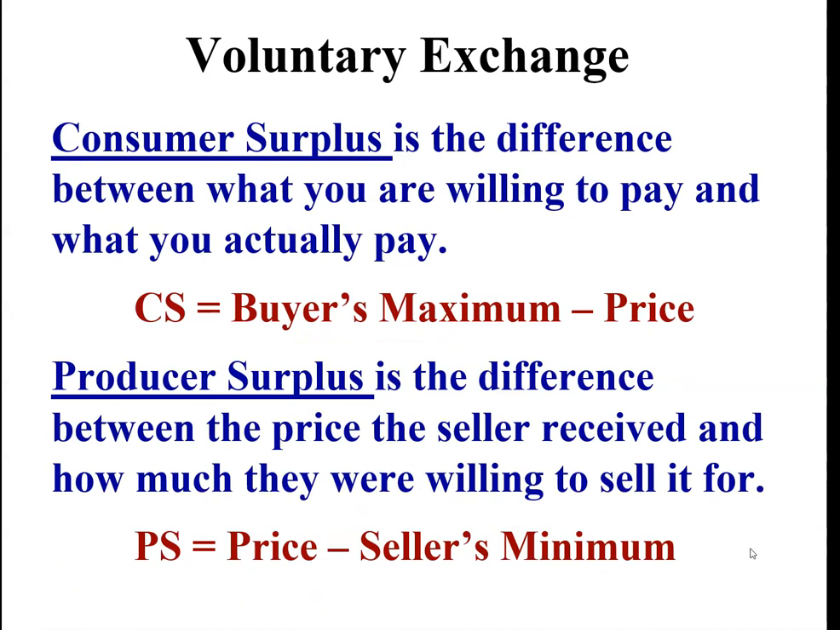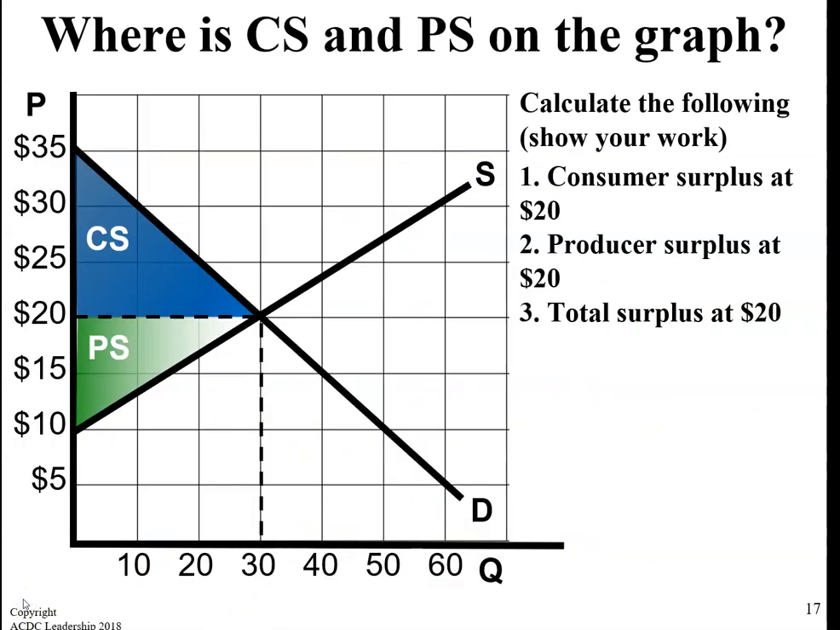So we define consumer surplus as the difference between what you're willing to pay and what you actually pay. And producer surplus is the difference between the price the seller receives and how much they're willing to sell it for. This graph illustrates both consumer surplus and producer surplus. Consumer surplus is the area below the demand curve all the way down to the equilibrium price, which is $20. Producer surplus is the area from the supply curve up to the equilibrium price of $20.